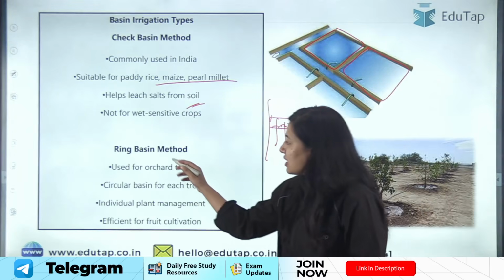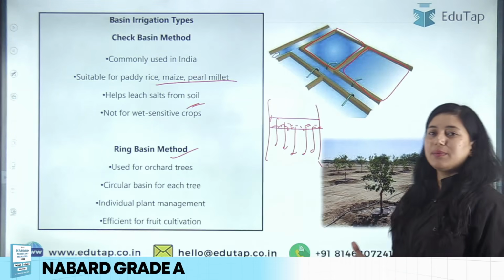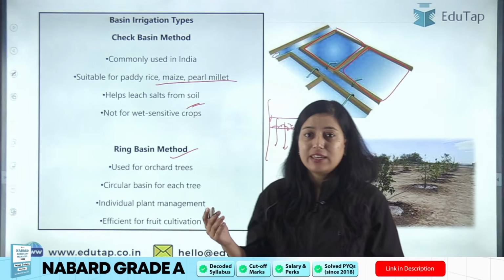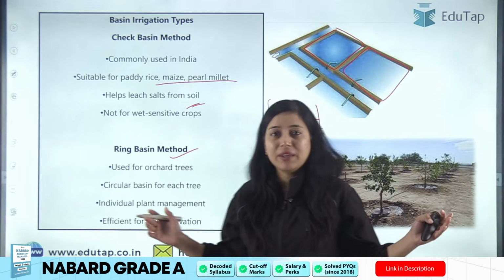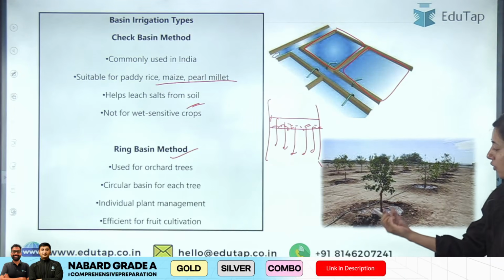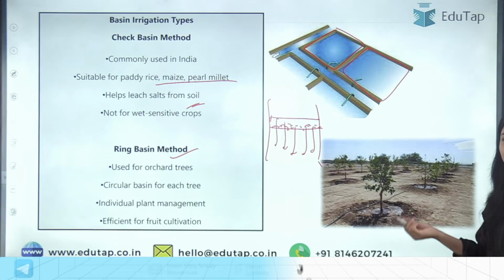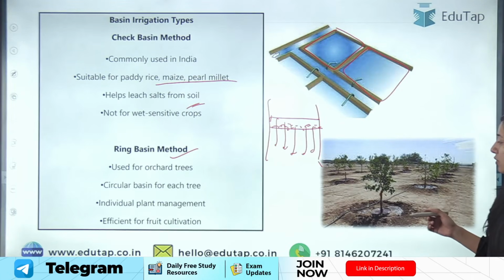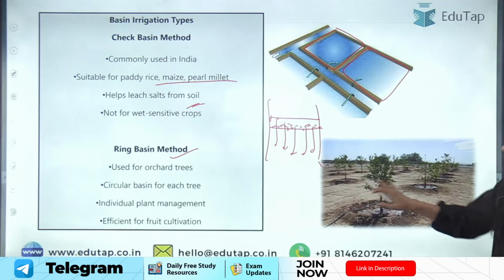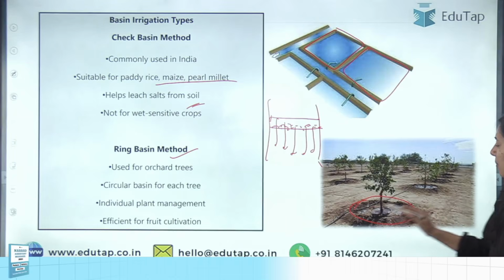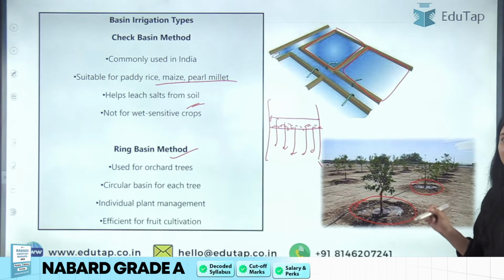Now next we have is ring basin method. What is this method basically, students? In case of a large plantation area, like if you have an orchard, like you can see in the picture, this is the orchard where the crops are planted at a far distance, means the distance between two crop plants is very much. So we cannot just do flooding in this case. We cannot just develop any kind of system in this case. So what we do here, we develop this ring basins around each plant, okay.